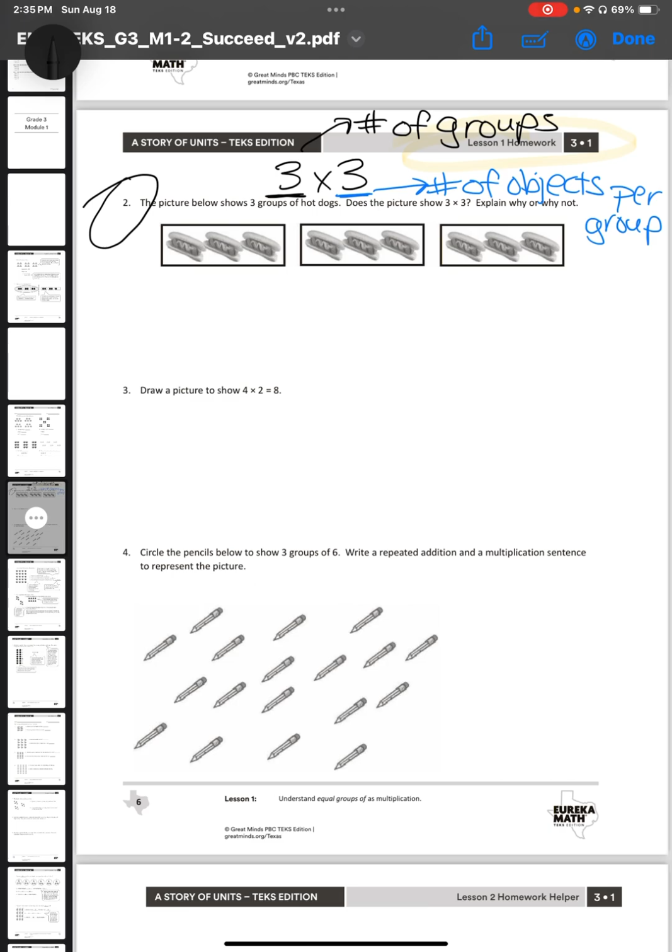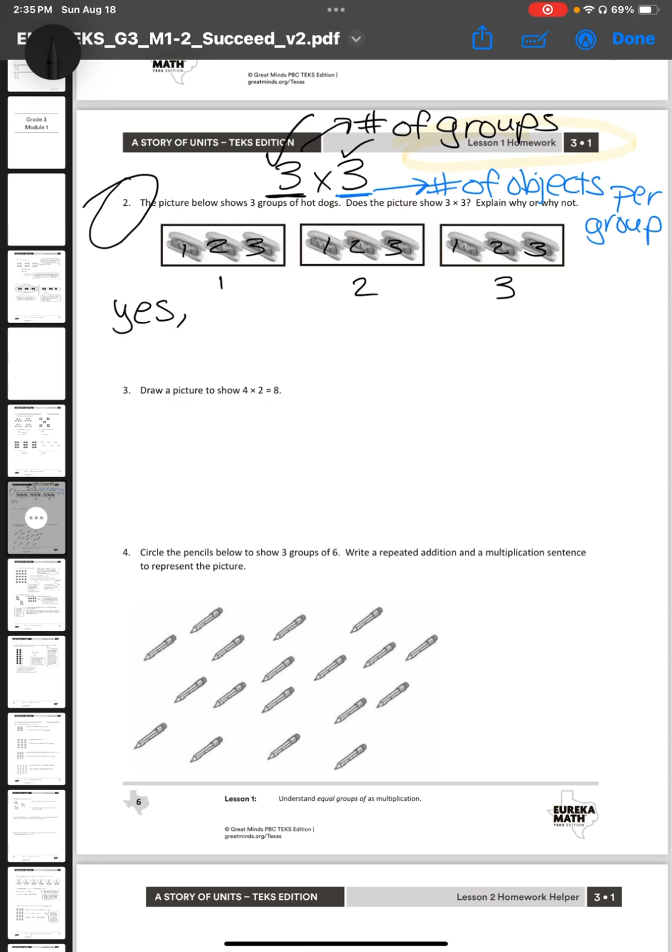And when I look at this picture, I see 1, 2, 3 groups. So this first part of this expression is correct. When I look into each group, I see 3 objects, 1, 2, 3, which means the second factor is also correct and represents this picture. So when it says, does the picture represent 3 times 3? The answer would be yes.